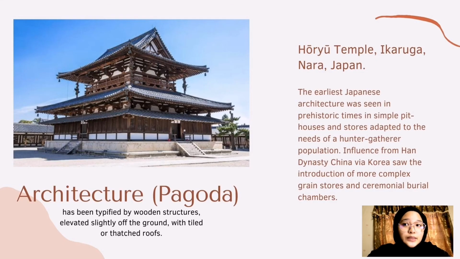Architecture in Japan has been typified by wooden structures elevated slightly off the ground with tile or thatched roofs. The earliest Japanese architecture was seen in prehistoric times in simple pit houses and stores adapted to the needs of a hunter-gatherer population. Influence from Han Dynasty China through Korea saw the introduction of more complex grain stores and ceremonial burial chambers.